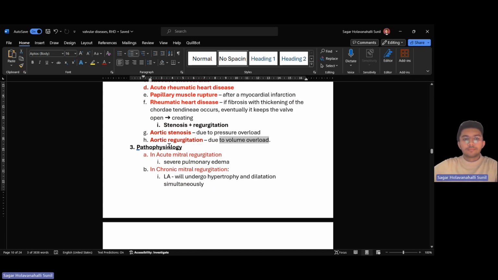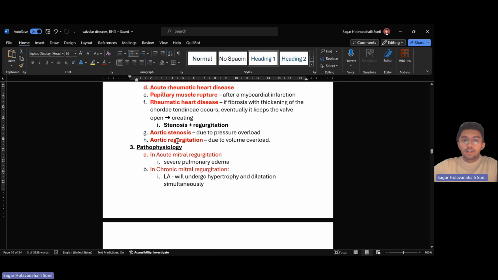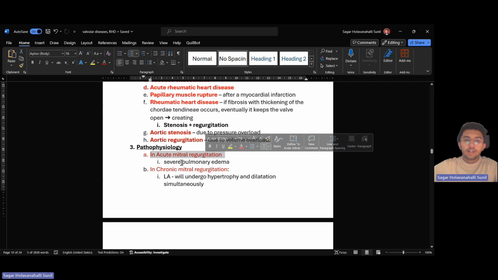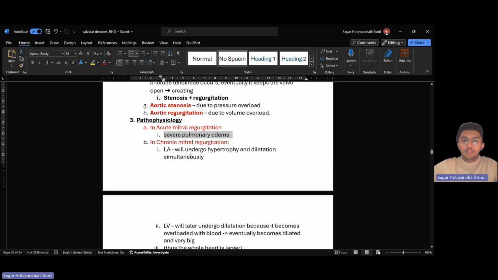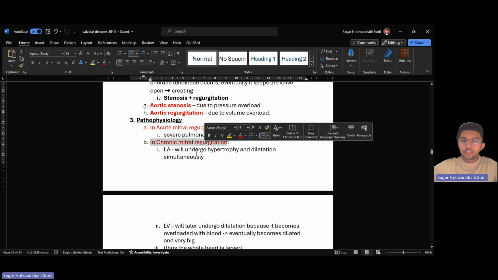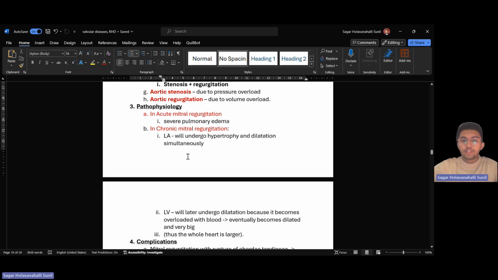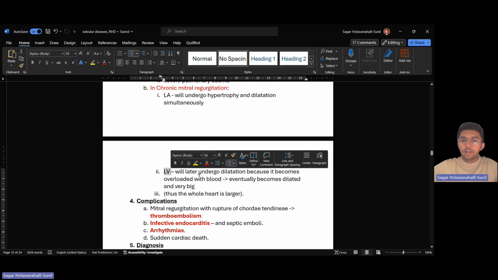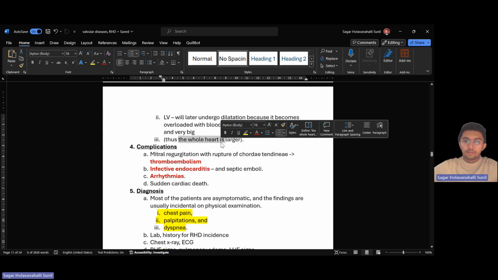So let's go to the pathophysiology of mitral regurgitation. In acute mitral regurgitation, there'll be severe pulmonary edema because there's flow of blood back into the left atrium and then again into the lungs. There can also be chronic mitral regurgitation, where there'll be left atrial hypertrophy and dilatation. Both of them will occur simultaneously. Then the left ventricle will undergo dilatation because it becomes overloaded with blood, eventually becomes dilated and very big, and the whole heart becomes larger.